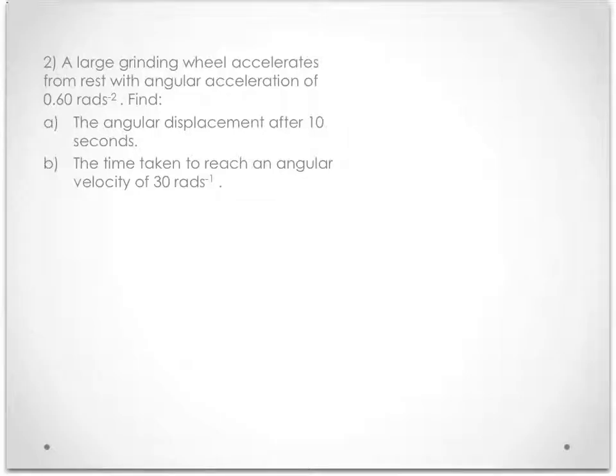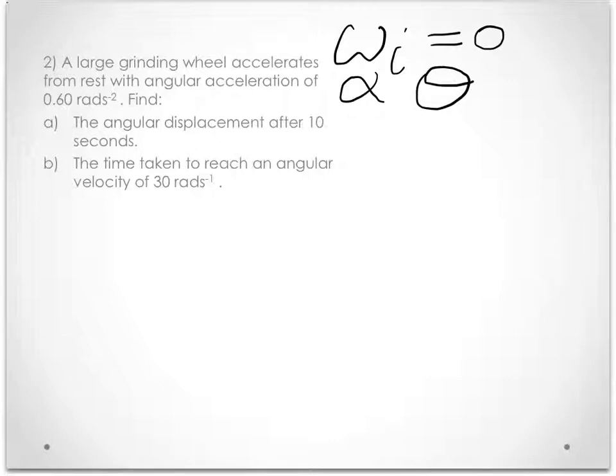Okay, let's look at another example, number 2. A large grinding wheel accelerates from rest with angular acceleration of 0.60 radians per second squared. So this tells us that the initial angular velocity, omega i, is 0. We've also been given alpha, and now they're asking us to find the angular displacement theta after 10 seconds, so t equals 10. So we need to use an equation that involves those 3 things at least.